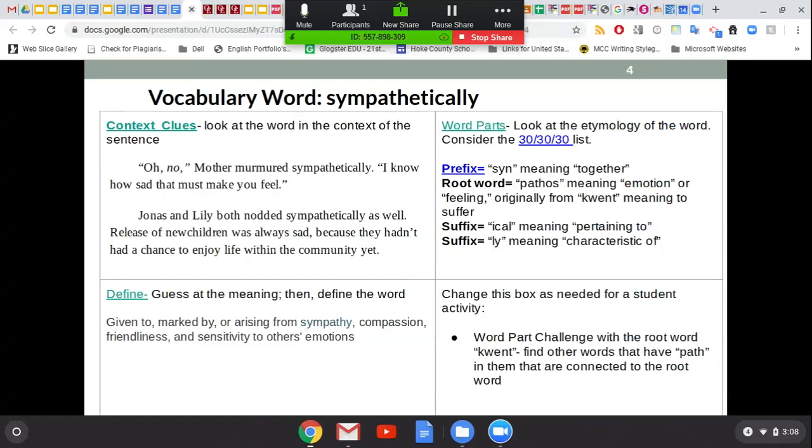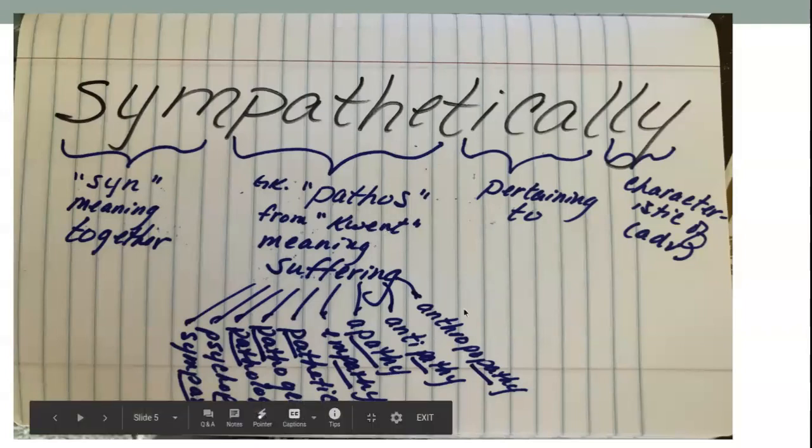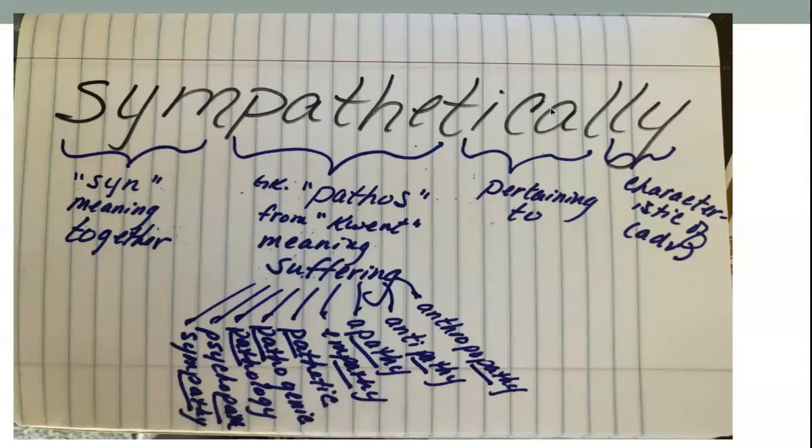So as I was saying before, I would break the words down like this in brackets with the students. And sympathetically actually has two suffixes, which we had listed in that box. So we've got syn, meaning together. The root word, the pathet part, comes from pathos, originally from KWENT, meaning suffering. Maybe do a challenge like that. The ICAL means pertaining to, and the LY means characteristic of.